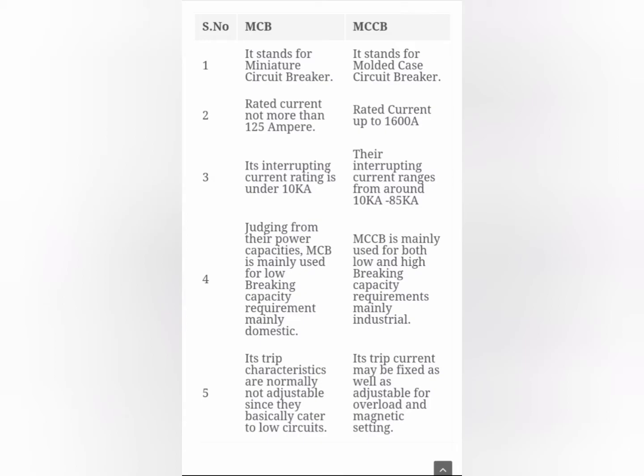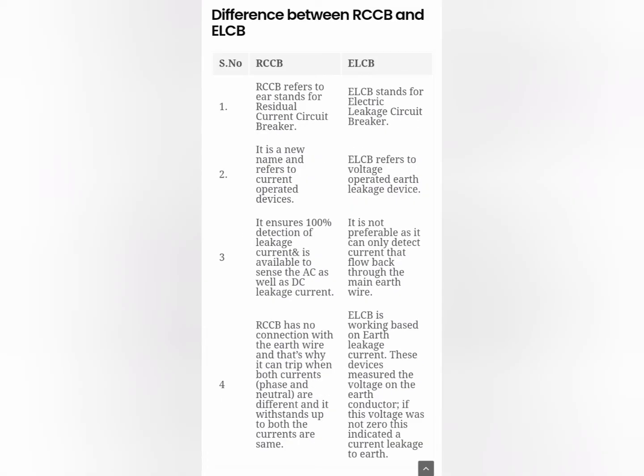Then coming to RCCB, which refers to a residual current circuit breaker. ELCB means electric or earth leakage circuit breaker. RCCB is a new name, referred to for a current operated device. ELCB refers to a voltage operated earth leakage device. Actually, the ELCB is classified into two types. One is voltage operated, another is current operated. That current operated type has nowadays been called an RCCB or RCD, which means residual current device.